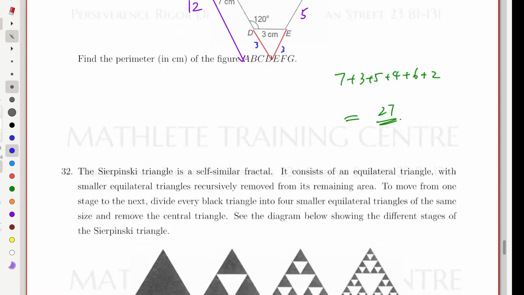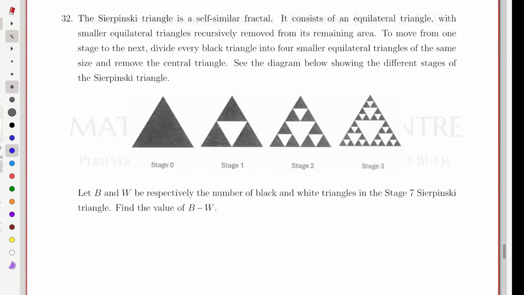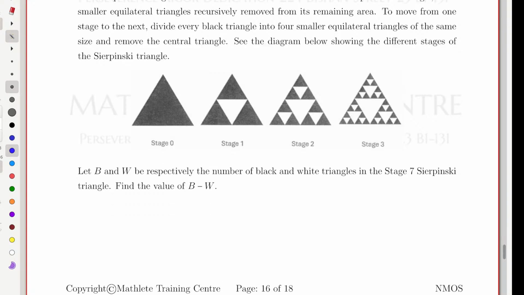Okay, question number 32. We have the Sierpinski's triangle. It's a fractal. As for what a fractal means, you can go and search online if you're curious. It consists of an equilateral triangle, and then you create smaller equilateral triangles by removing its remaining area as well. Then you want to find the number of black and white triangles in stage 7, and then find B minus W.